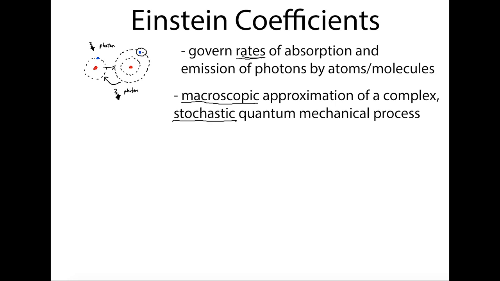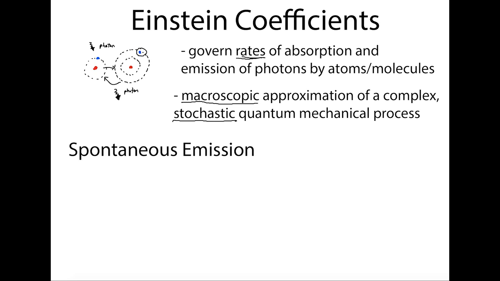So on an individual basis for a single atom, for example, we can't know precisely when it will absorb a photon and when it will re-emit a photon. However, when we get whole ensembles of these atoms together, then we're much more able to make statements about what happens on average and what the rates on average for a whole collection of atoms would be.